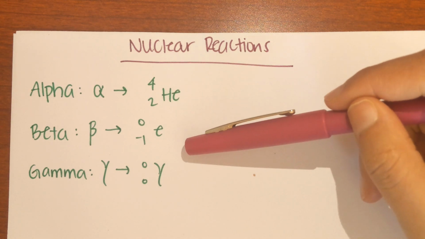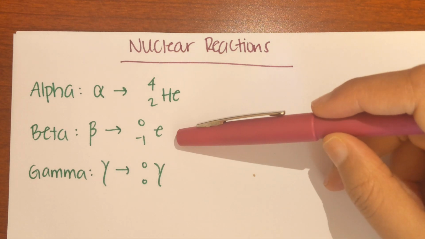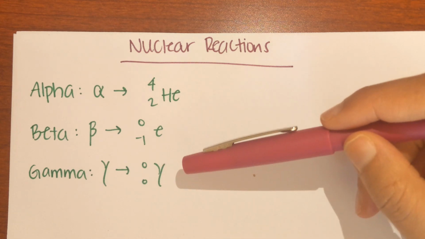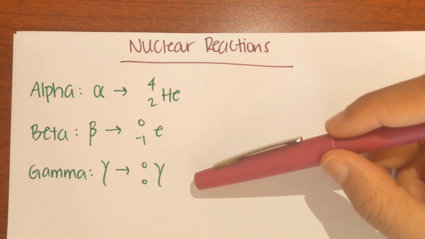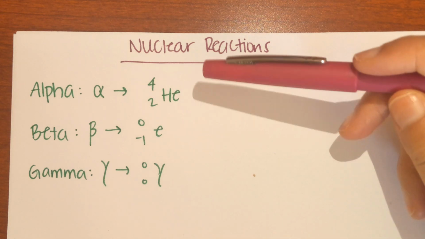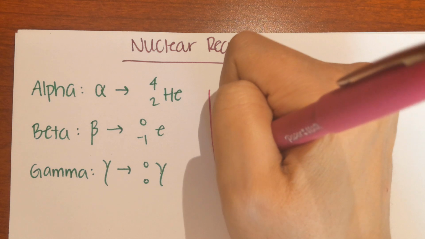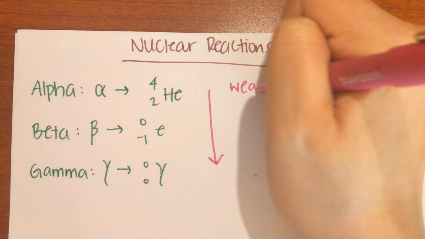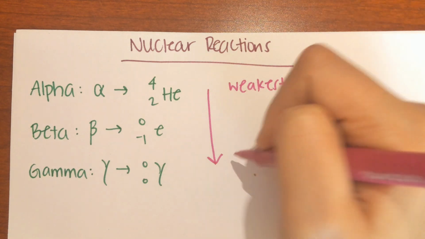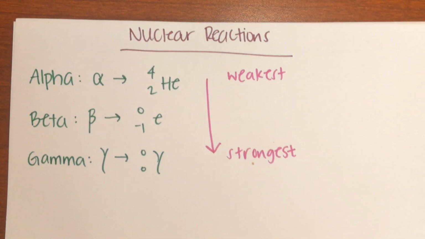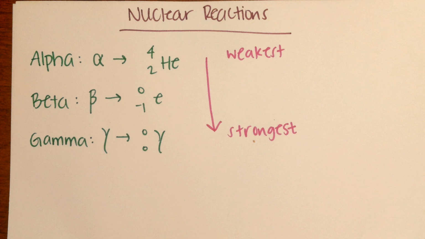Beta is stronger than alpha, with medium penetrating power, and it's the same as the electron. Gamma is the strongest, and it has 0 mass, 0 charge. The reason for that is that gamma radiation is waves, not particles. So alpha and beta are particles, gamma is waves, and gamma is the strongest. To remember the strength, alpha is the weakest and gamma is the strongest.